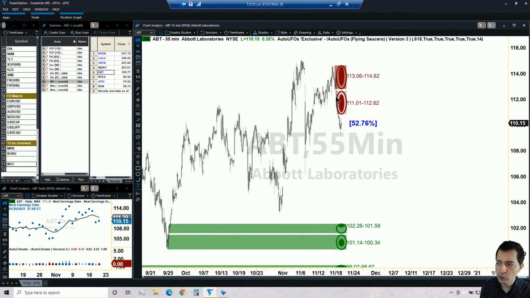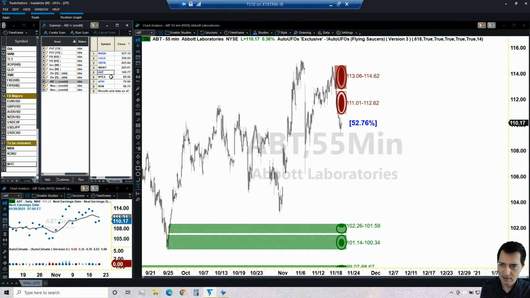So we are too close to the top. So Abbott, you can watch it. Maybe the market is gonna fall, and maybe one day, two days from now, it's somewhere much more centered, but not yet.